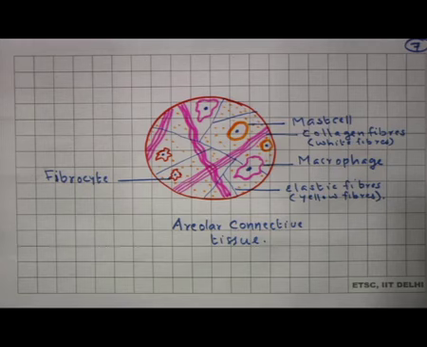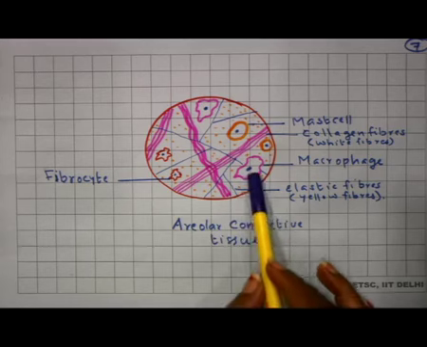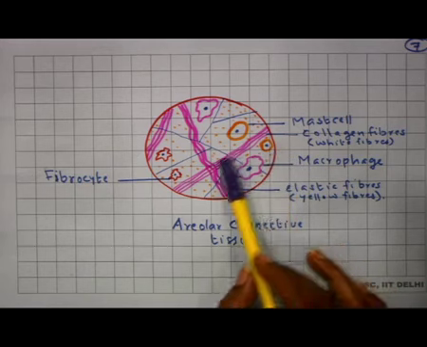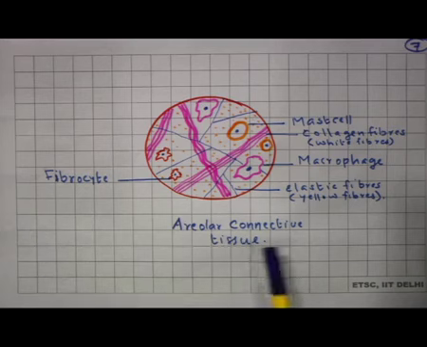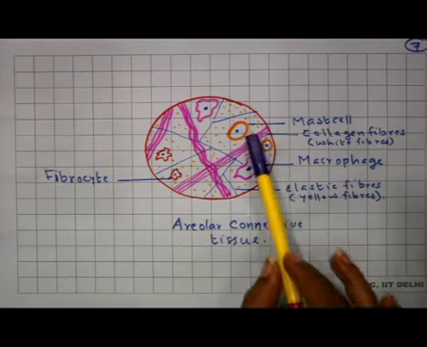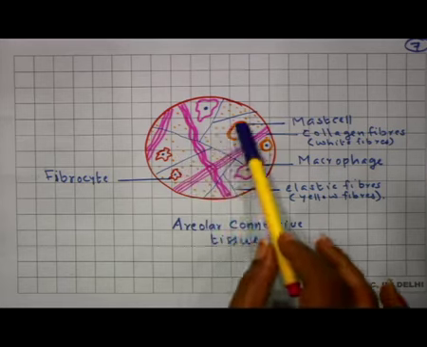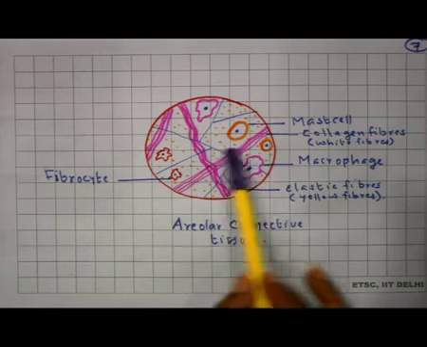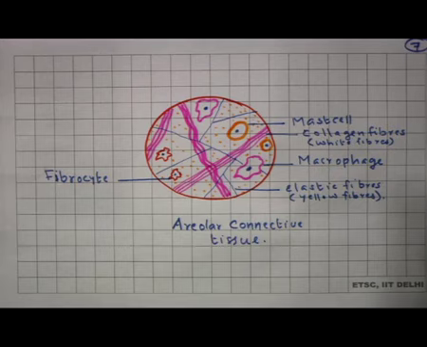Here you can see the diagram clearly: areolar connective tissue with mast cells. These are the cells, macrophages. Then here you can see the fibrocyte, and there are different types of fibers such as collagen fibers and elastin fibers. These dots indicate the semi-fluid matrix. So, here you can see the cells are arranged loosely, hence it is a loose connective tissue.